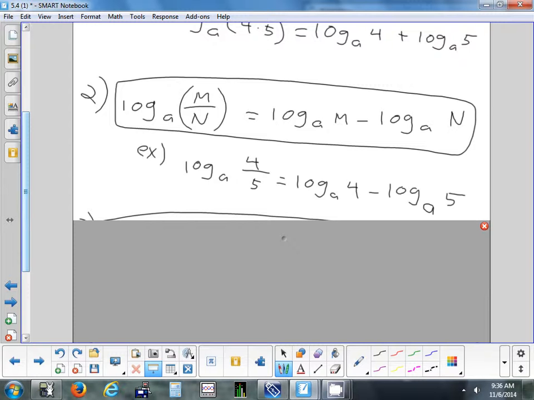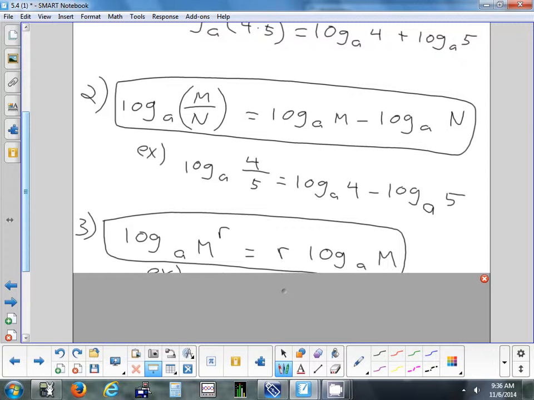Okay, and then our last rule, rule 3. Rule 3 is what's similar to rule 1. It says that if you have an exponent on your argument, you can take it and put it in front. So log base A of m to the r becomes r times log base A of m.